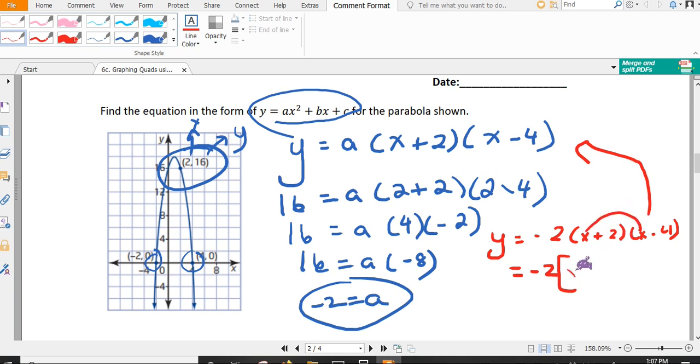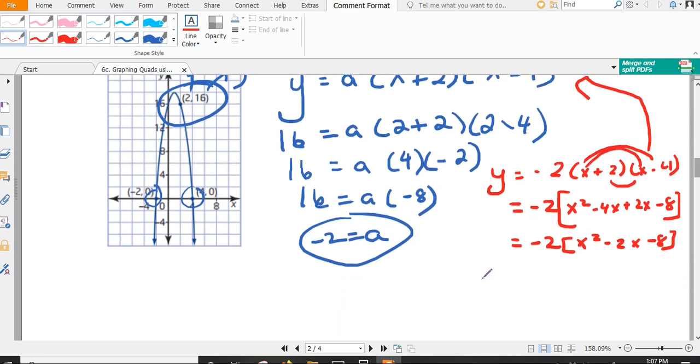x times x is x squared. x times negative 4 is negative 4x. Plus 2x. 2 times negative 4 is negative 8. Okay. Equals negative 2, and then collect like terms to have x squared. Negative 4x plus 2x is negative 2x. Negative 8. And I'm going to scroll down just a little bit more.